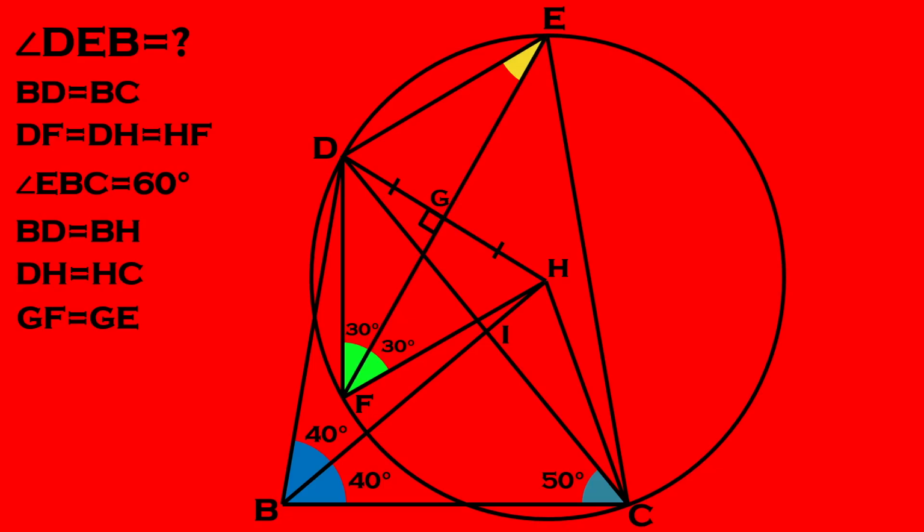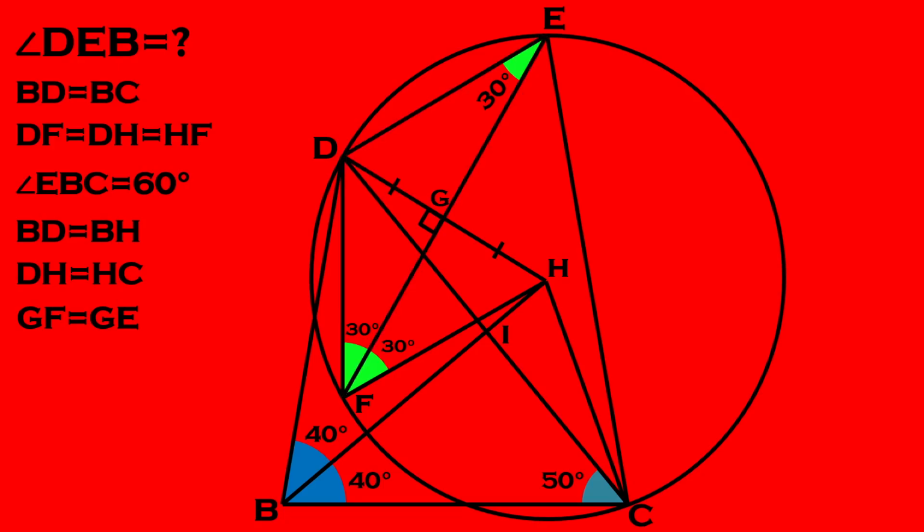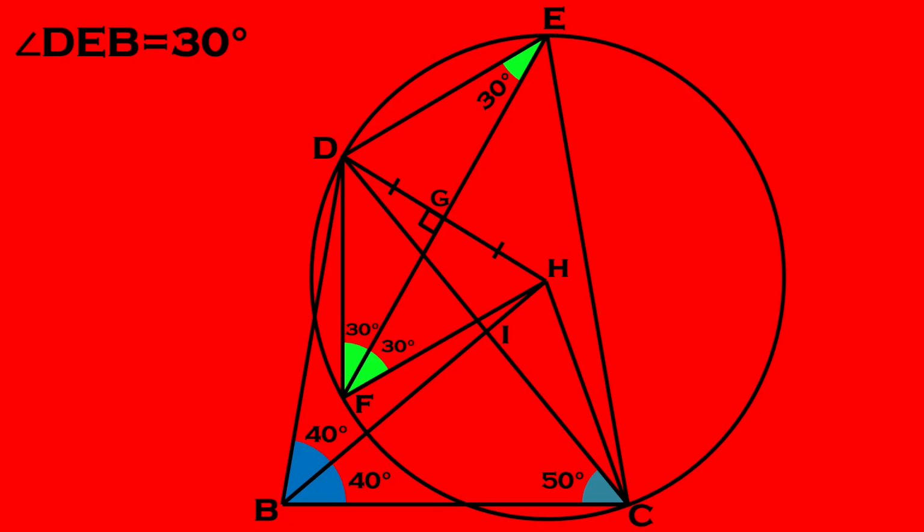Finally, if we focus on the two small white triangles, we have that GF equals GE, GD is a common segment to both the triangles, and the included angles are also equal. Each of them is 90 degrees. Again, using the side-angle-side theorem, these two triangles are equal, and therefore the yellow angle must be 30 degrees. And so we found angle DEB is 30 degrees.